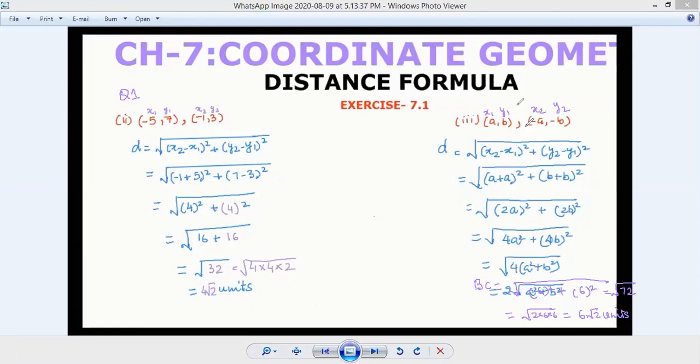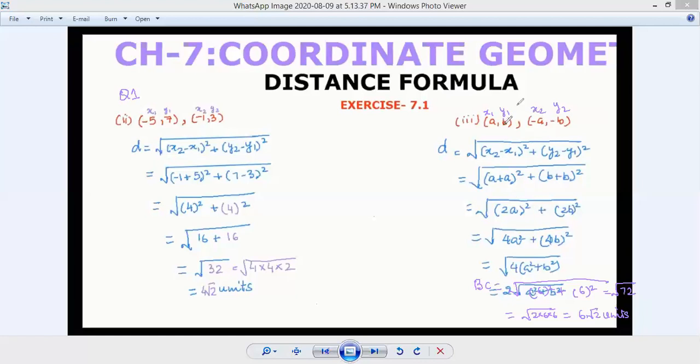Don't think that we have to subtract this one from this or this one from this. Always subtract the smaller from the larger. Don't bother about x1 minus x2 or x2 minus x1. Since a square sign is there, you will always get the same number. It doesn't make any difference. Okay, children? So this a plus a will become 2a.